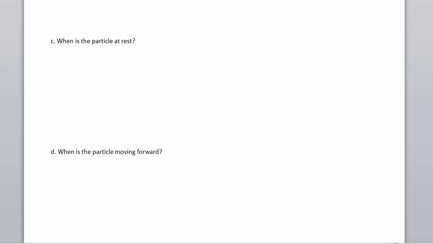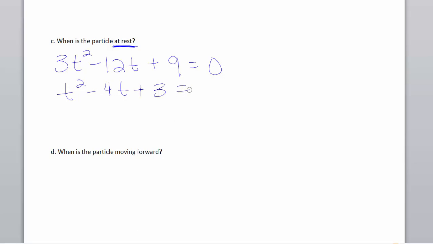Now, when am I at rest? I'm at rest when my velocity is 0. So I take my velocity, set it equal to 0, and solve. At rest means it's not moving, meaning my velocity is 0. Divide by 3. I could leave a lot of this algebra up to you. Factor. Most of them factor, honestly. If they don't, I'd have to use the quadratic formula. So I would be at 3 and 1.